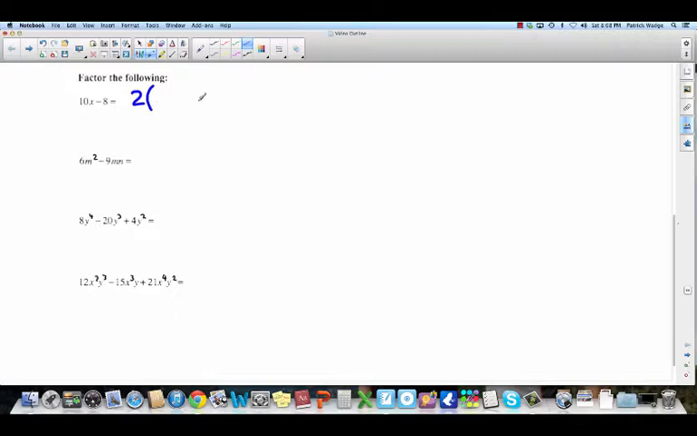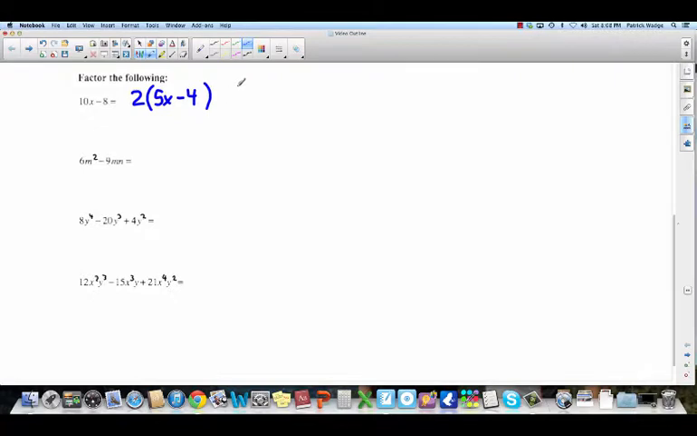Then what I do is I put my bracket, and I ask myself, 2 times what equals 10x? 2 times 5x equals 10x. 2 times what equals negative 8? 2 times negative 4 equals negative 8. We're done. We factored it.